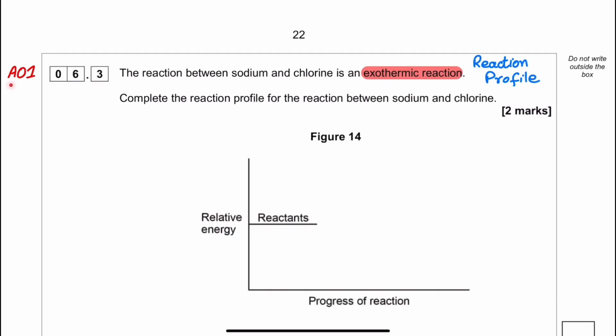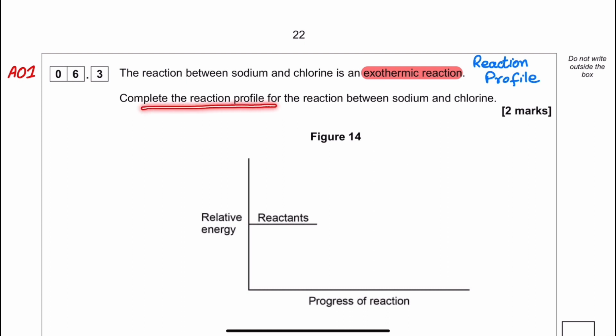6.3 is an AO1 question. The reaction between sodium and chlorine is an exothermic reaction. So heat is produced and released into the surroundings. So this question is actually about the reaction profile. When we talk about the reaction profile, it means we have to mention where the reactants are, where the products are formed, and whether energy is released or gained from the surroundings.